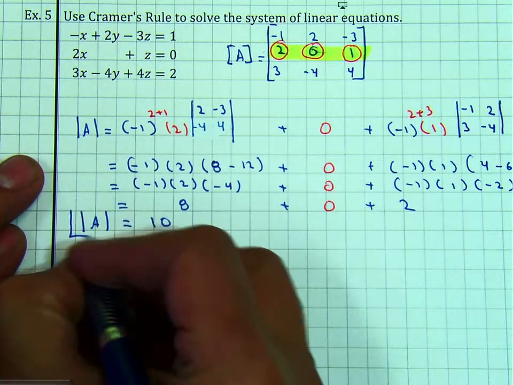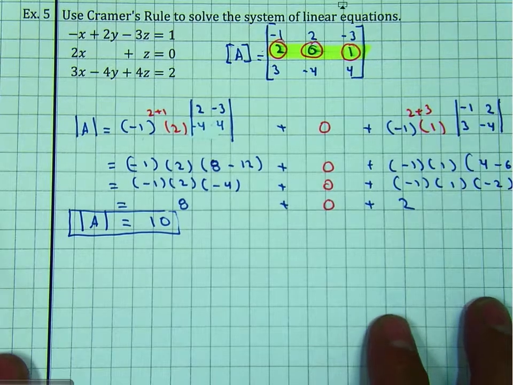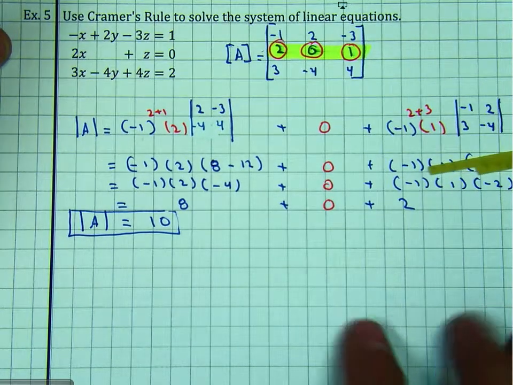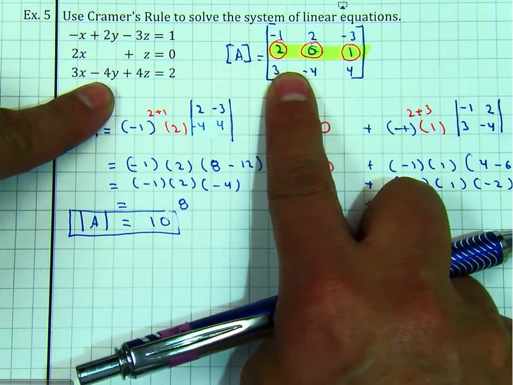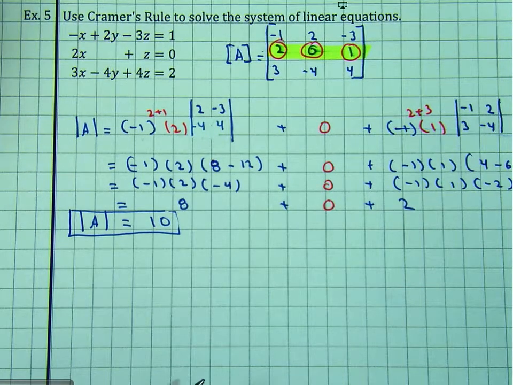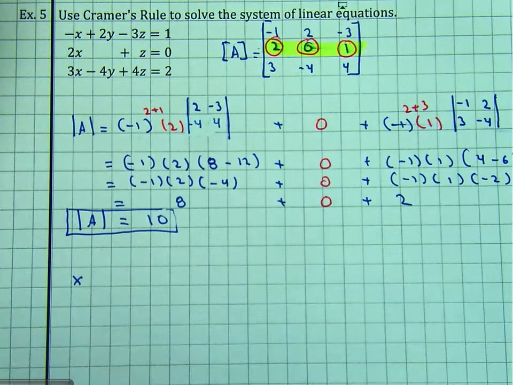Now that I found the determinant of A, the coefficient matrix. So this is a coefficient matrix because we got all the coefficients from all the variables. So that's why it's called a coefficient matrix. Now we can find the value of x.